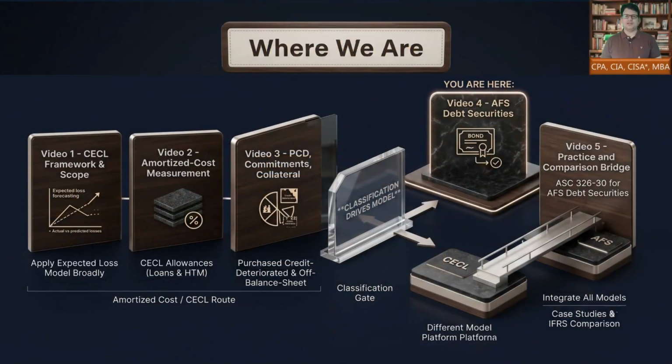Let us locate where we are in the series. Video 1 introduced the CECL framework and scope. Video 2 explained measurement for amortized cost assets such as loans and held to maturity debt securities. Video 3 handled PCD assets, commitments, and collateral. Now, video 4 separates available for sale debt securities from the amortized cost model. The key principle is simple: classification drives the credit loss model. If the security is available for sale, do not force it into the ASC 326-20 CECL engine.